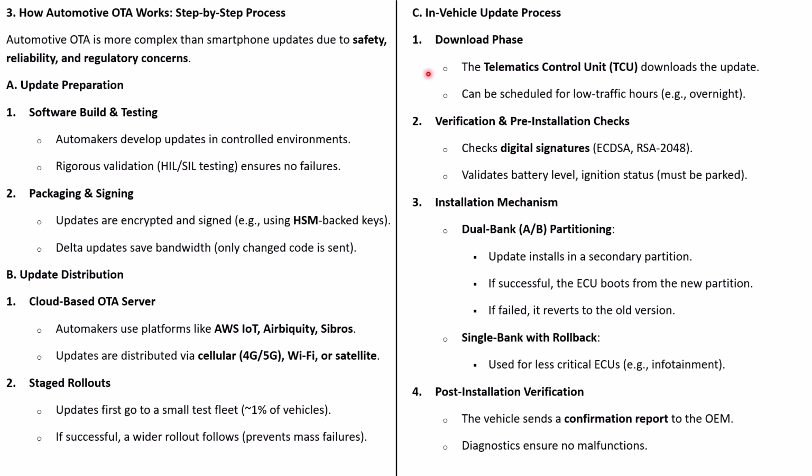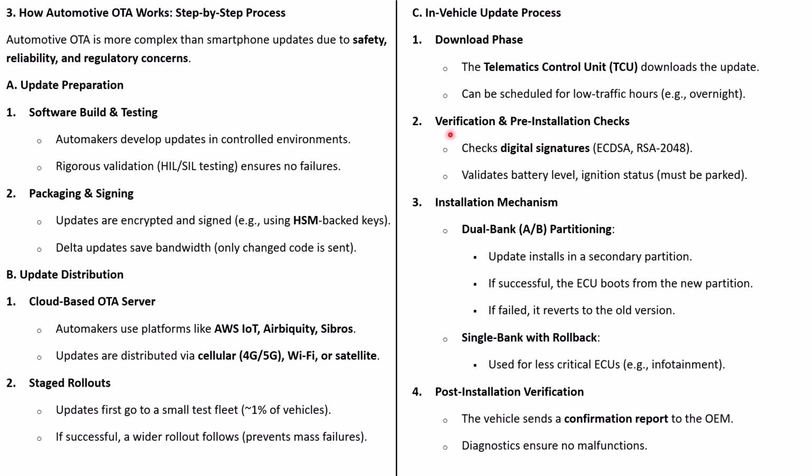The update process again has 4 steps: the download phase, verification and pre-installation checks, the installation mechanism, and post-installation verification. Going step by step, in the download phase, the telematics control unit downloads the update, and it can be scheduled for low traffic hours. Usually this OTA happens when the vehicle is at a standstill during low traffic hours, when there is more probability of the vehicle being standstill.